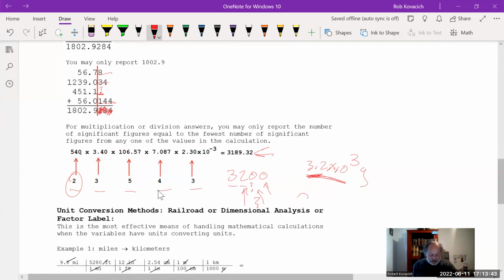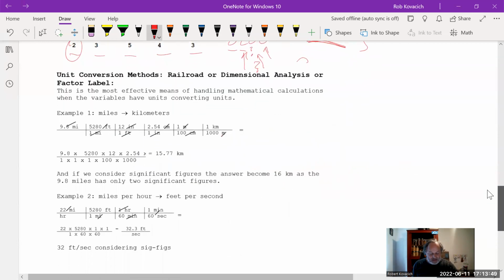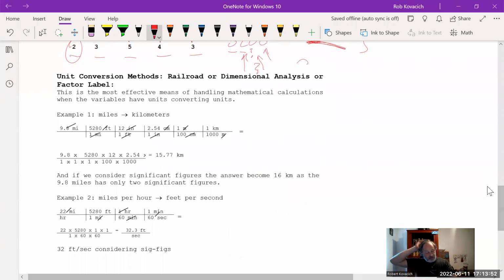All right, so the last thing we're going to talk about, topic-wise, is something I call the railroad track method. Other people call it dimensional analysis or the factor label method. This is the way I do math. All my calculations, I use this method instead of using equations, because I don't have to memorize equations. I don't want to. So what I'm going to do here is set up a method to allow me to know what to do next, basically. So here's my example. I've got miles, and I'm going to turn that into kilometers. So I started off with 9.8 miles. I want to turn that into kilometers. So what I have here is a starting value, and each of these are fractions.